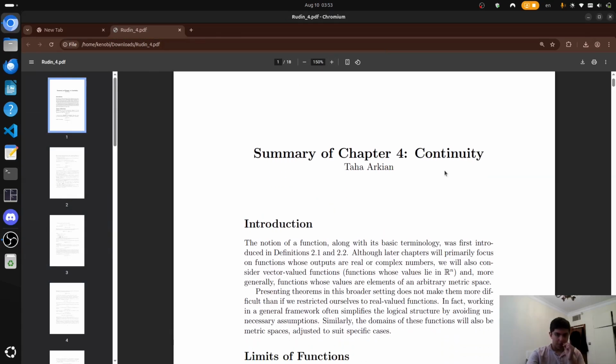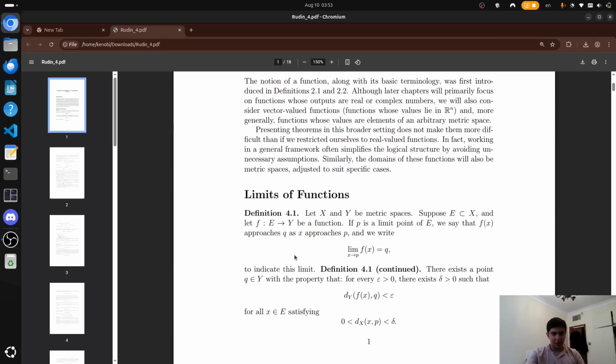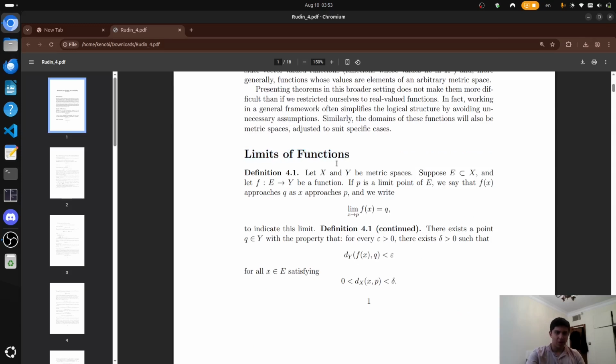So we're going to talk about continuity in this chapter, and the first thing you want to see is the limits of function. So let's read this definition. Let X and Y be metric spaces. Suppose E is in X, and let f go from E to Y be a function. If p is a limit point of E, we say that f(x) approaches q as x approaches p, and we write the limit as x goes to p of f(x) equals q to indicate this limit.